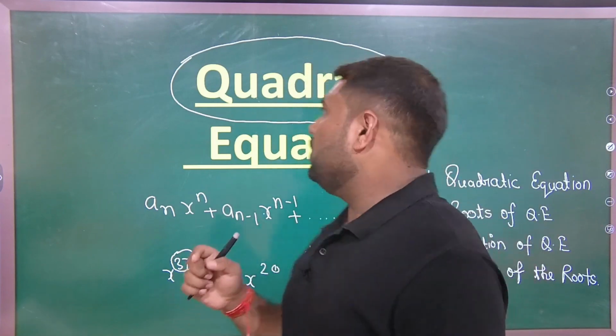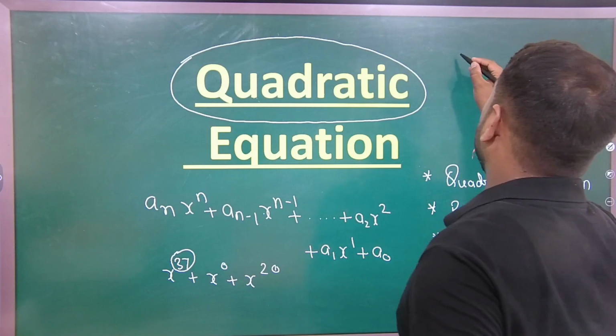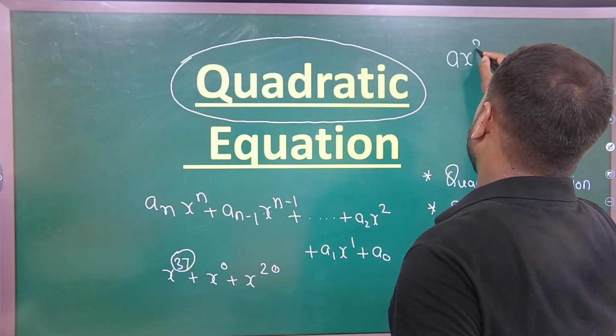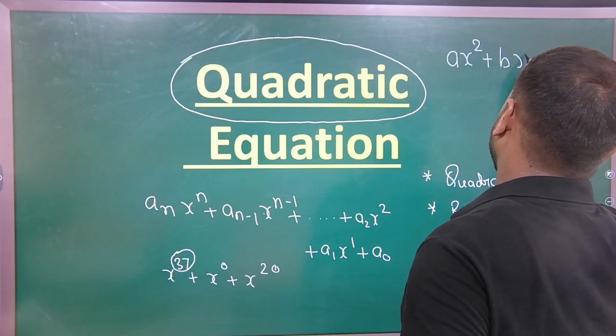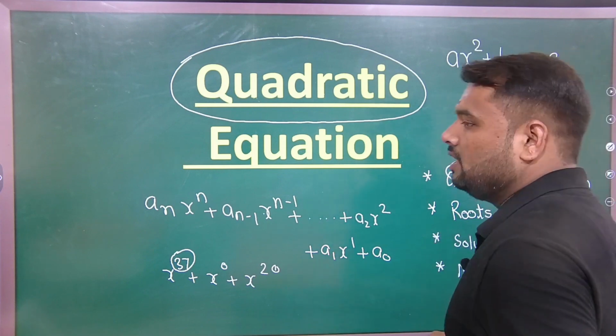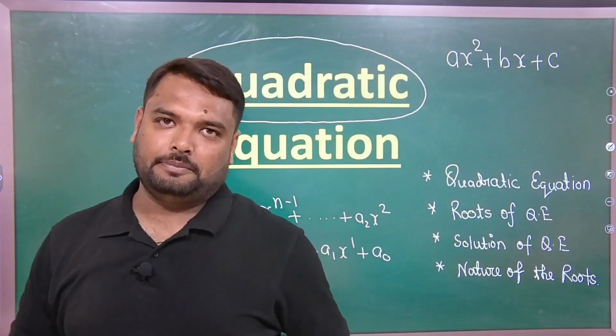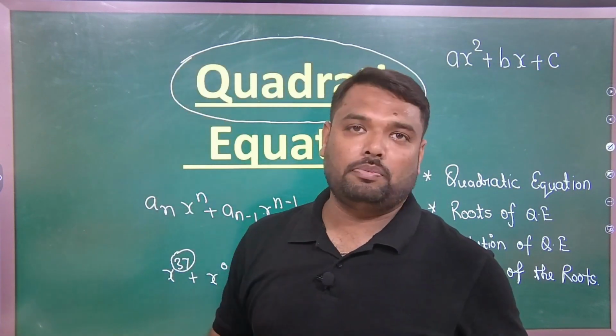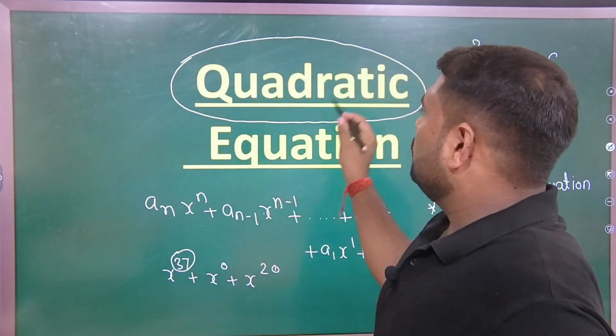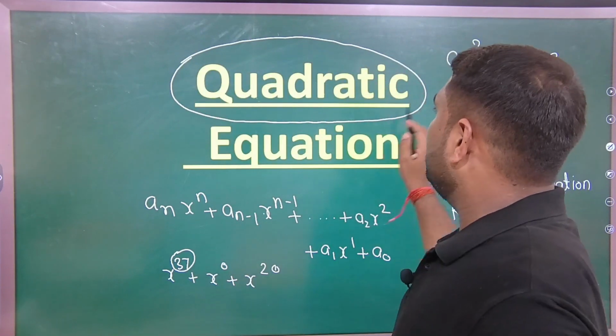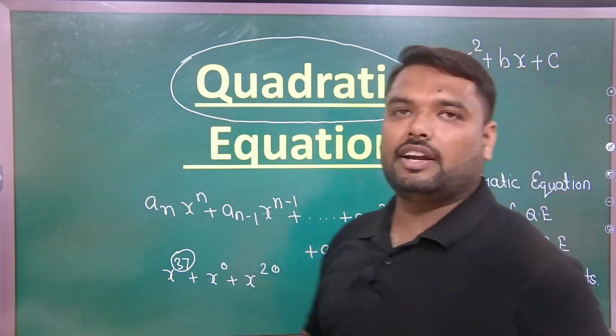So what is the standard form of a quadratic polynomial? It is ax^2 + bx + c. We can write it as ax^2 + bx + c. This is a quadratic polynomial. Okay, so I think it is clear in your mind why it is called quadratic.